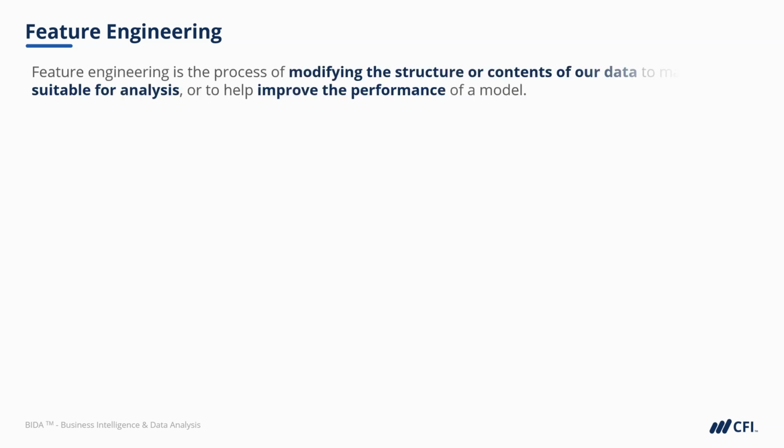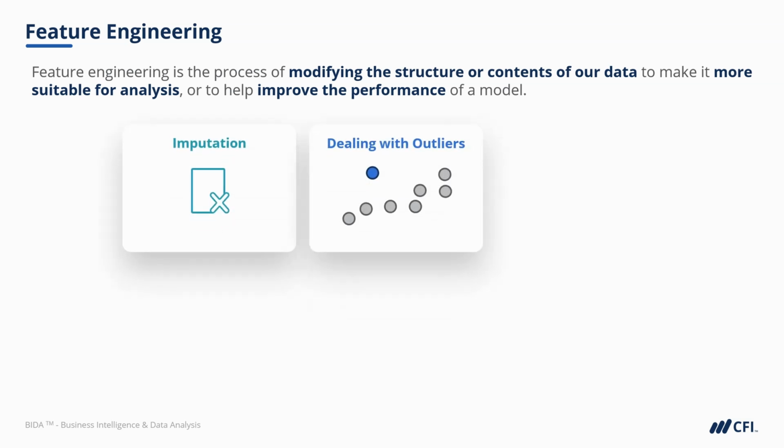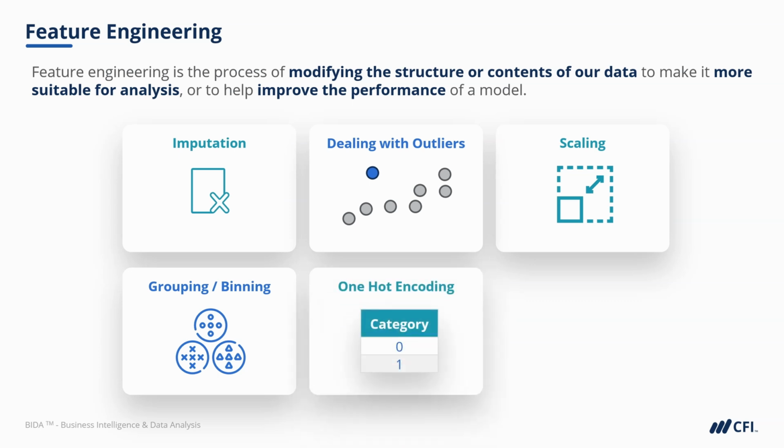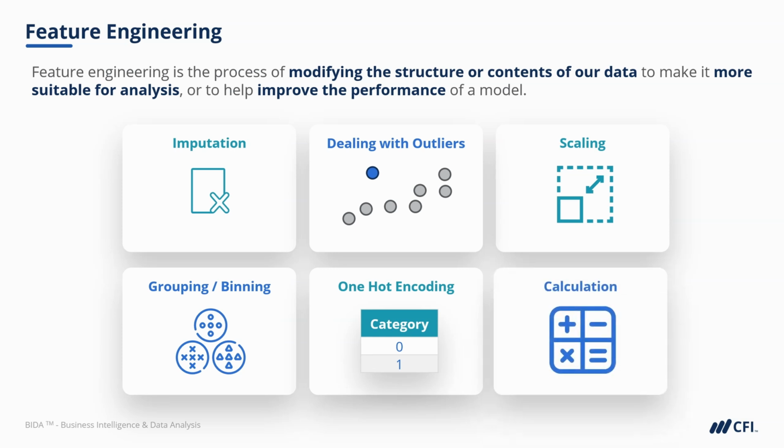Feature engineering is the process of modifying the structure or contents of our data to make it more suitable for analysis, or to help improve the performance of a model. Here are some common categories of feature engineering. We have imputation, which is about filling in missing values. Dealing with outliers. What do we do with those values which don't quite fit the pattern? We have scaling, which can be used to improve model performance. Grouping and binning to help us simplify data. One-hot encoding to help us turn categories into numeric variables. And calculations that help us extract other pieces of information.